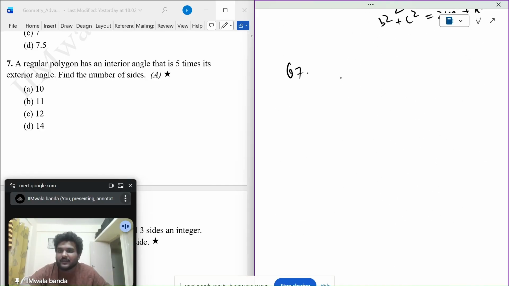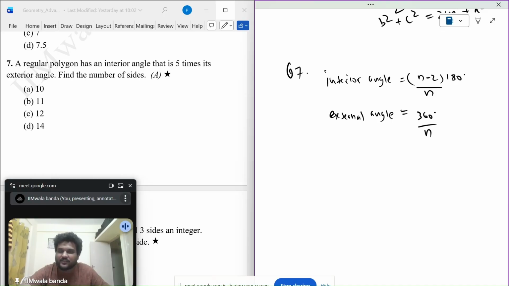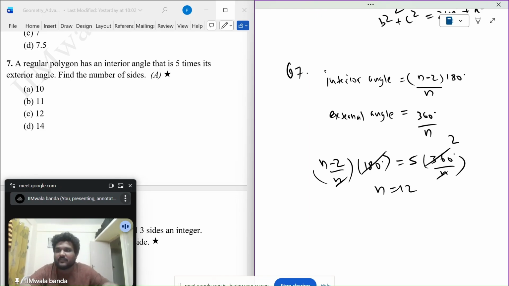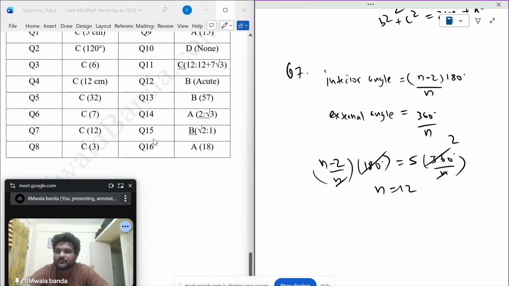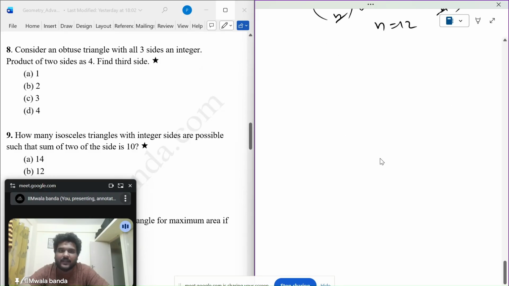A regular polygon has an internal angle that is 5 times its exterior angle. Interior angle: n minus 2 into 180 degrees is the total sum of all the interior angles. Because it is regular, I can say every internal angle will be this. The sum of all the exterior angles of any polygon is 360 degrees and n sides. So every exterior angle will be like this. If you know this, the question becomes nothing. Interior angle is 5 times the exterior angle. So n is 12. Simple, right?